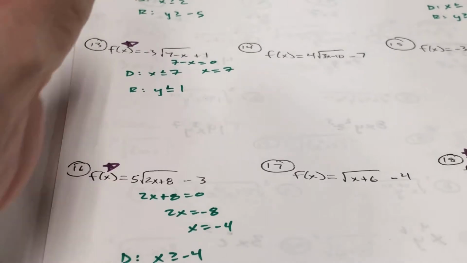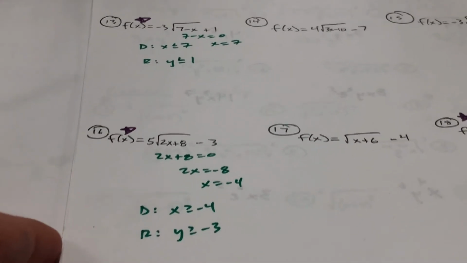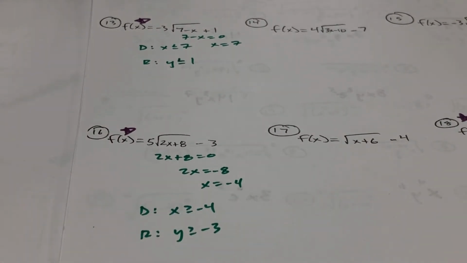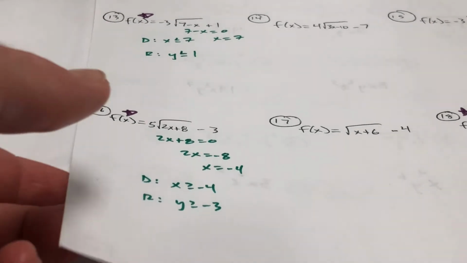Again, we'll review 4 more of these, and we talked about these in class. 2x plus 8 equals 0. Domain is x greater than or equal to negative 4. And that's a positive 5 on the outside, so the graph's going up. Y greater than or equal to negative 3.